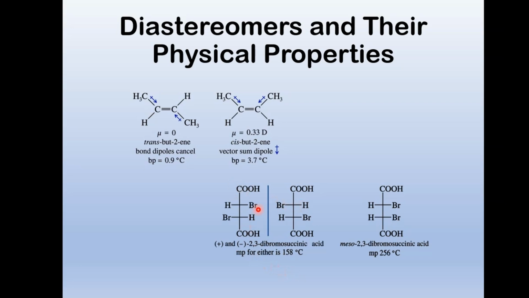And so here's a pair of enantiomers. They have a melting point of 158. This enantiomer has a melting point of 256. So you could cool these things down and get this to crystallize out. You could separate. Diastereomers are easy to separate. You could separate this from either of these due to the difference in melting point. Both these have the same melting point. They would be difficult to separate.